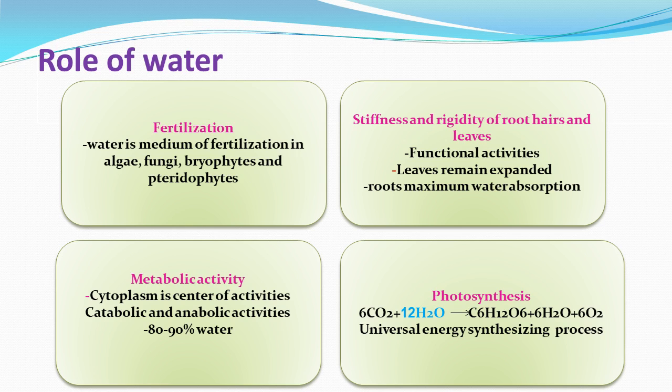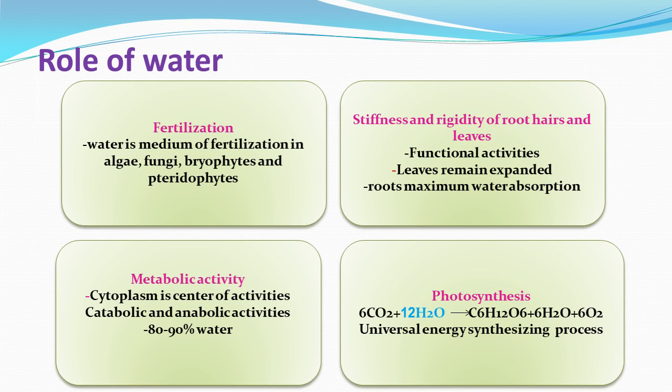Similarly, in all types of metabolic activity, water is very important. Cytoplasm is the center of all types of metabolic activity. Within the cytoplasm, mainly two types of processes are always carried out. One is the catabolic process, the other is the anabolic process. We know catabolic processes are activities of breaking down, anabolic processes are activities of synthesis. All these activities are carried out within the cytoplasm, which is made up of almost 80 to 90% water. So again, water is very essential for all types of metabolic activity.